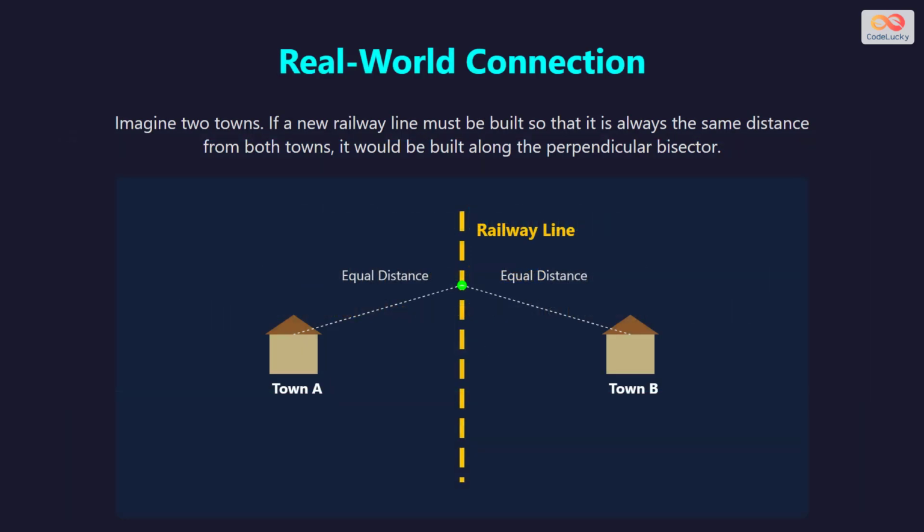This concept appears in the real world, too. Imagine two towns that need a new railway line built. If the plan requires the railway to always be the same distance from both towns, the engineers would build it along the path of the perpendicular bisector. Any point on that railway line would be equidistant from town A and town B.